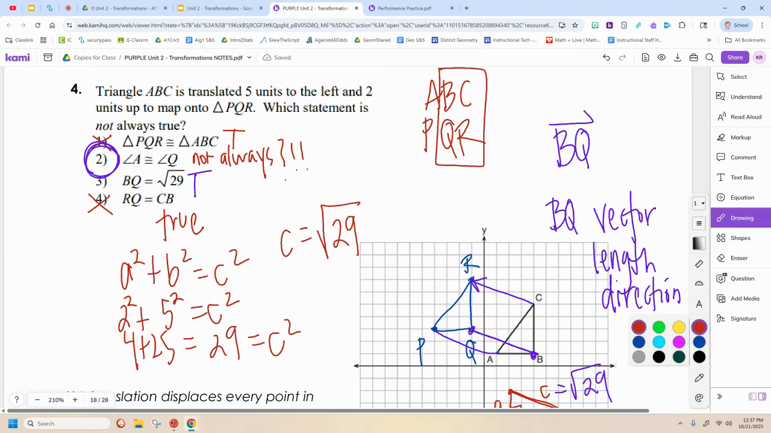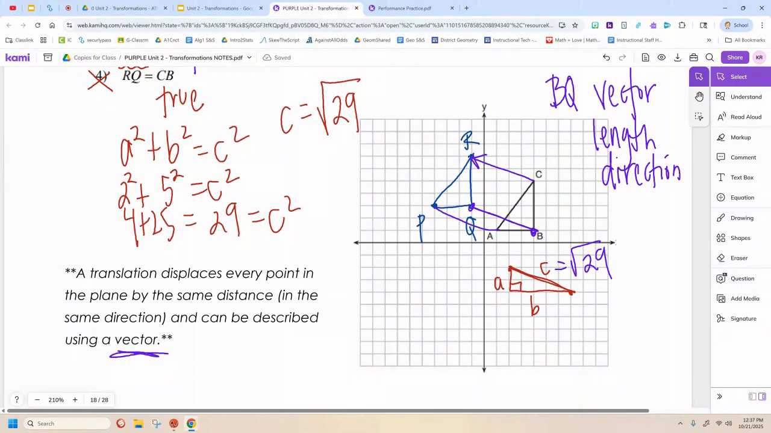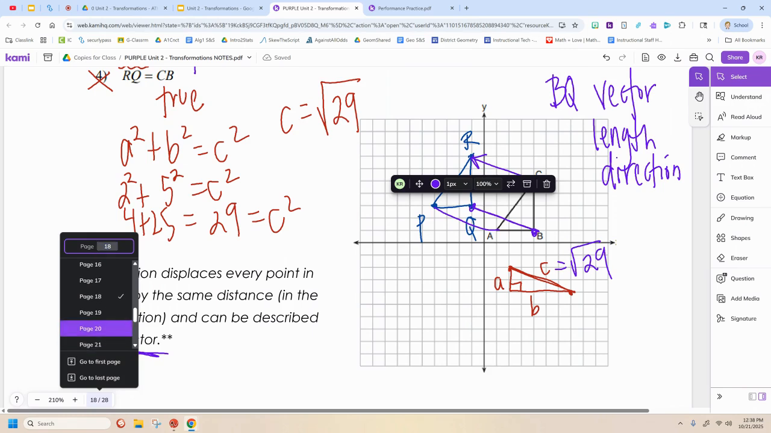Do you guys remember me kind of talking about this BQ equals radical 29? And I said, well, where in the world is BQ? Well, BQ is this purple line, right? That connects one triangle to the other triangle. And we found out its length was radical 29. That's called a vector.